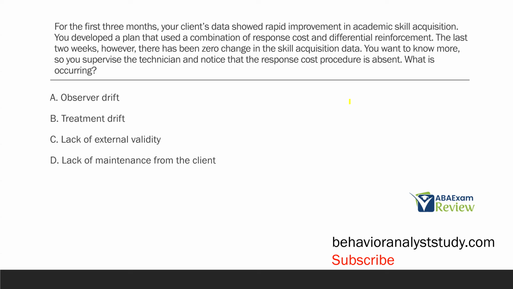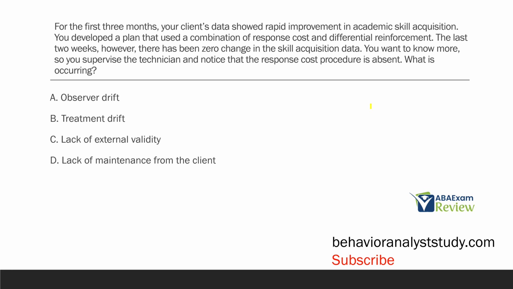For the first 3 months, your client's data showed rapid improvement in academic skill acquisition. You developed a plan that used a combination of response cost and differential reinforcement. The last 2 weeks, however, there's been zero change in the skill acquisition data. You want to know more, so you supervise the technician and notice that the response cost procedure is absent. What is occurring? Long question.